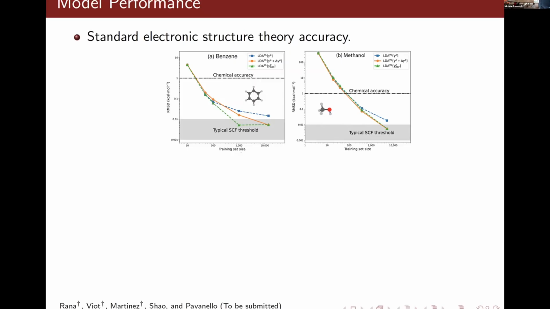But in our case, we aim to achieve the typical SCF threshold accuracy. And to reach there, you need probably a few thousand training points.